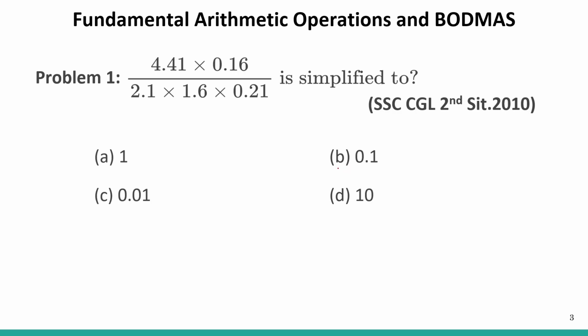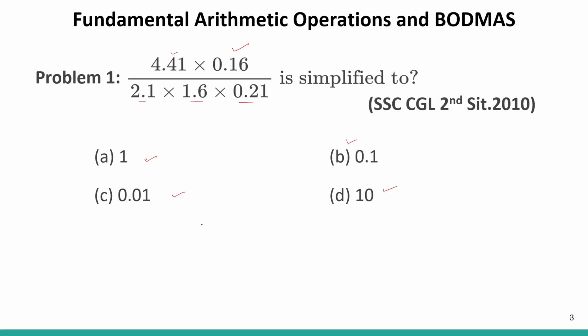Problem number 1 asks us: 4.41 into 0.16 whole divided by 2.1 into 1.6 into 0.21. It asks for the simplified form of this. This question was asked in SSC CGL second sitting 2010. So let's solve it. There are four options. Option A is 1, option B is 0.1, C says it is 0.01, and D says it is 10.